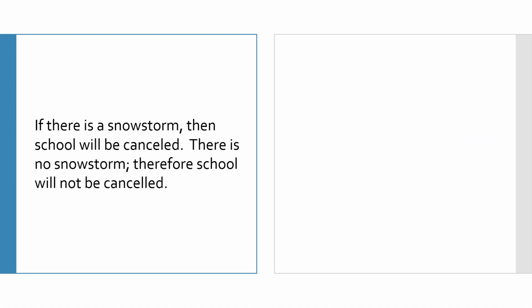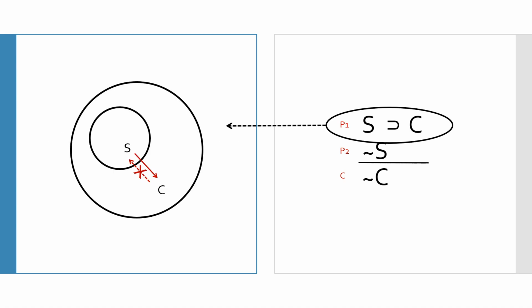Now, let's see what happens when you flip it around. In this case, it says if there is a snowstorm, then school will be canceled. There is no snowstorm, therefore school will not be canceled. Now, the basic structure of this, of course, says if S, then C. It is not S, therefore it is not C. And of course, what we're talking about here is exactly the same sort of thing.